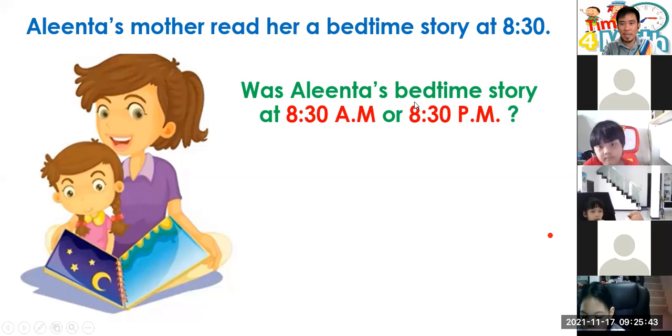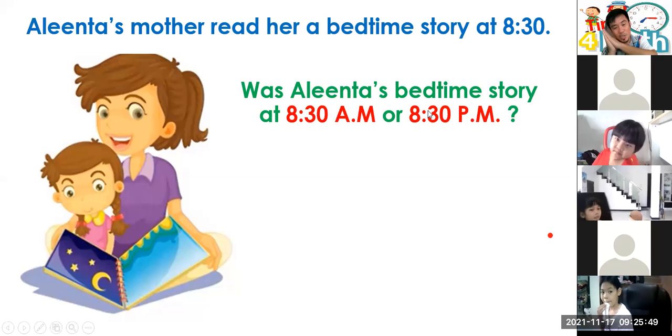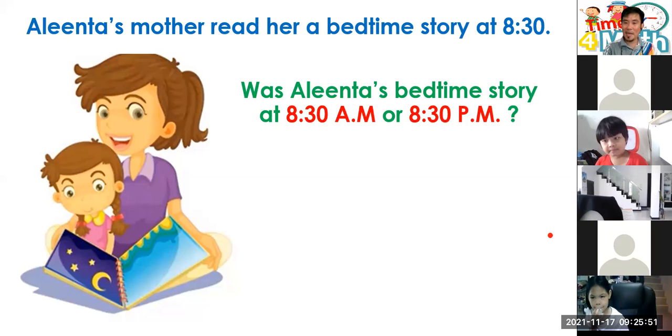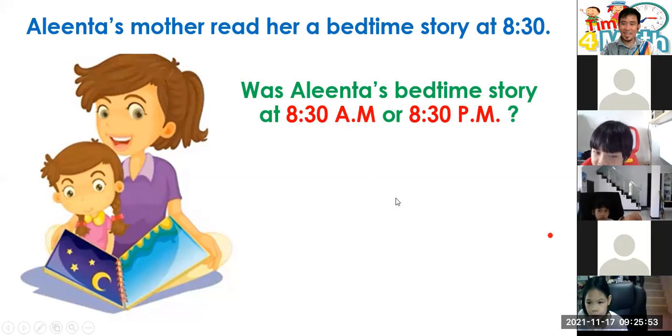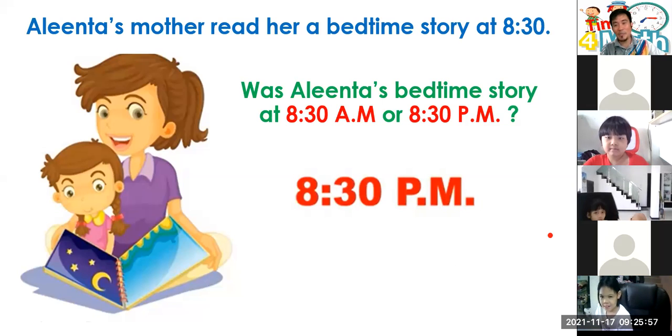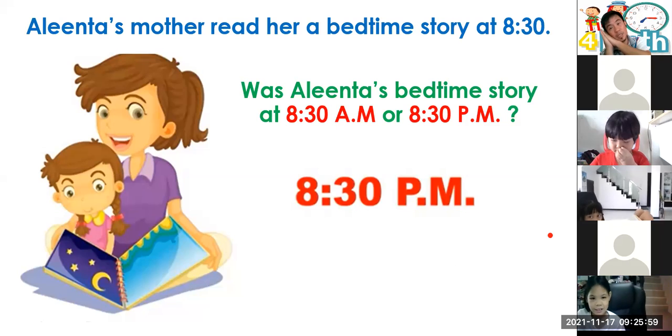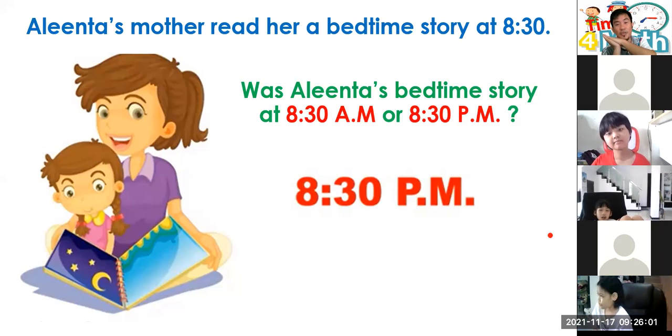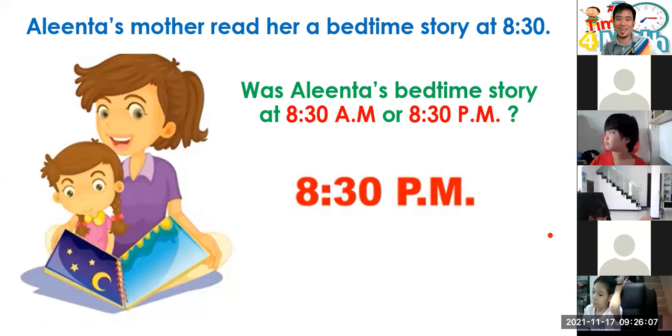Bedtime means that's the time that you go to sleep. AM or PM? PM. It is 8:30 p.m. Bedtime story. Bedtime is before you sleep, your mom will tell you a story. That is nighttime, right? So it's 8:30 p.m.